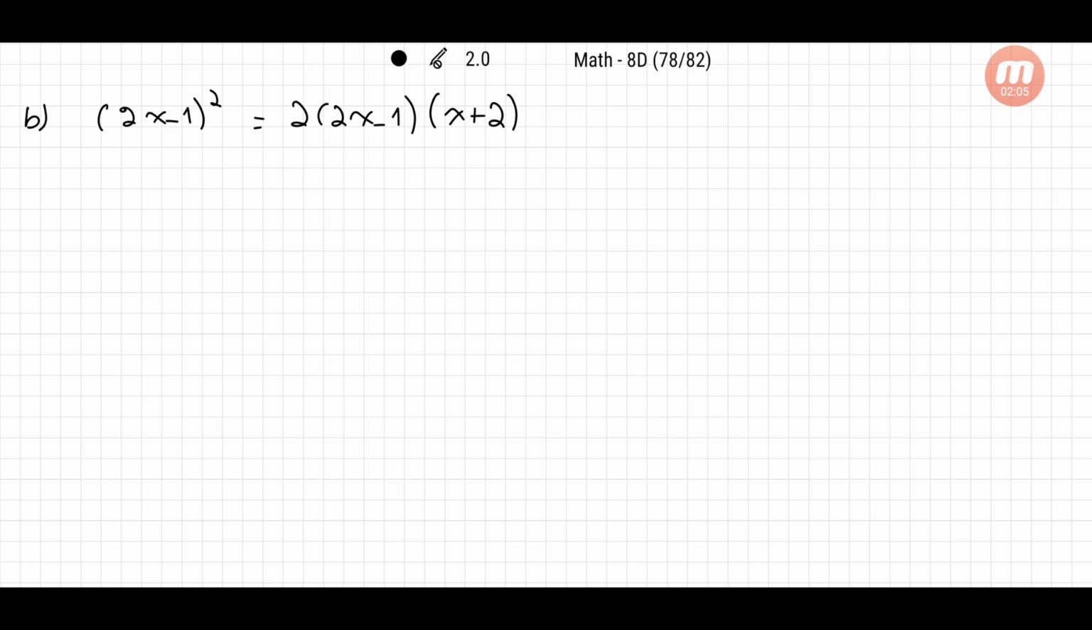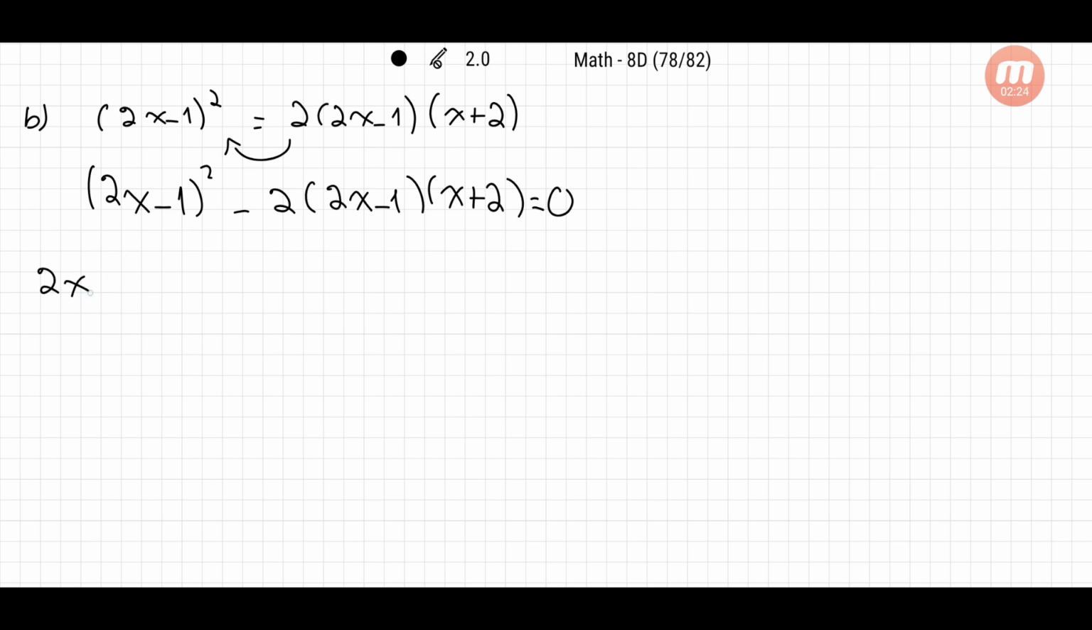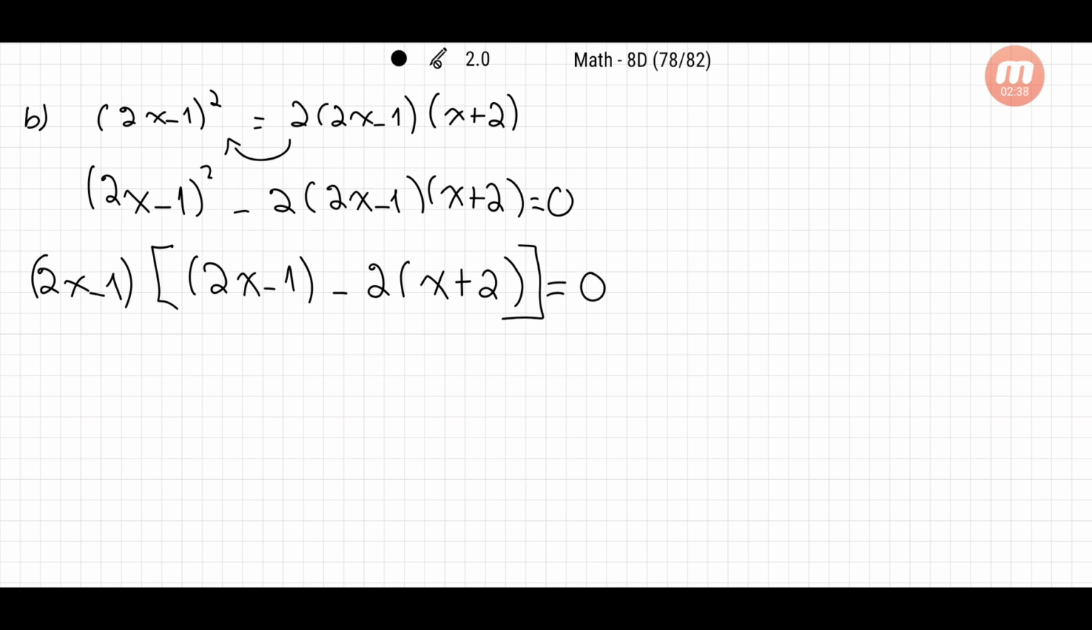Now for part B, (2x − 1)² = 2(x − 1)(x + 2). So I switch this term to here, equals 0. Now I take 2x − 1 as a common factor, open brackets, and I divide each term: (2x − 1)[(2x − 1) − 2(x + 2)] = 0.